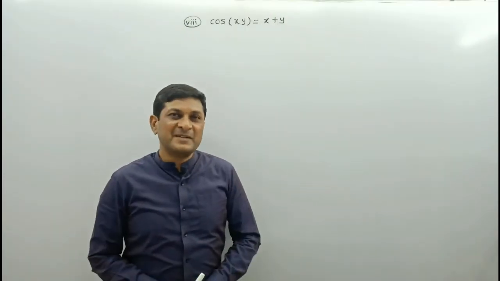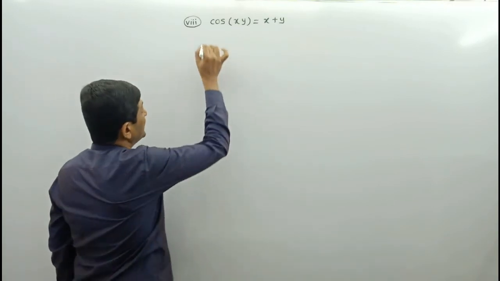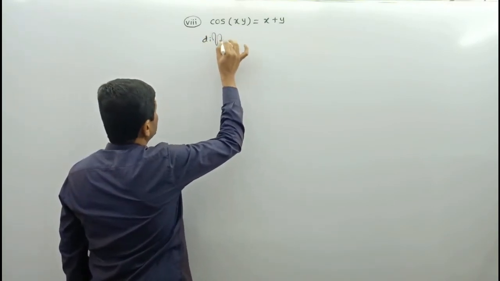Now see example number 8. Here the given function is cos xy is equal to x plus y. So let us differentiate it with respect to x.